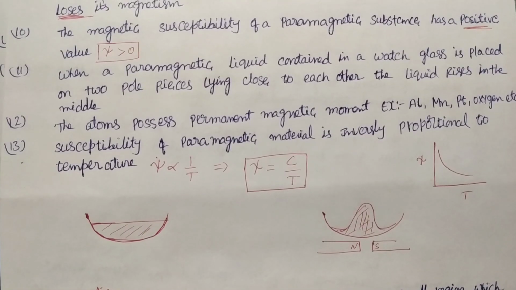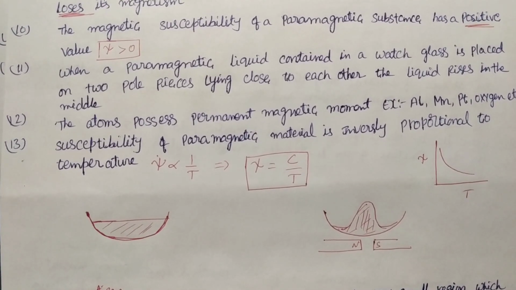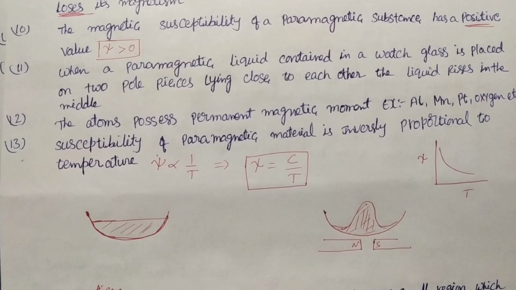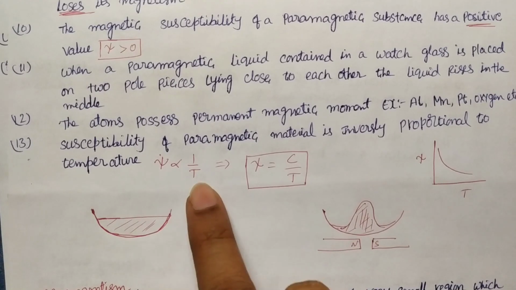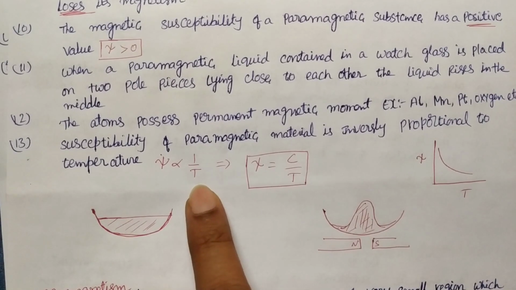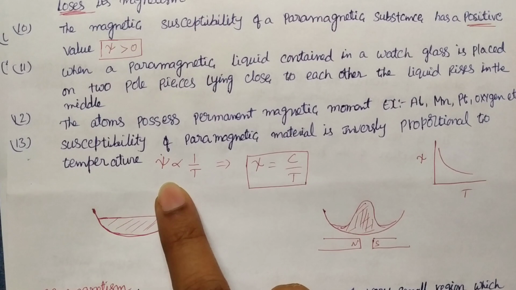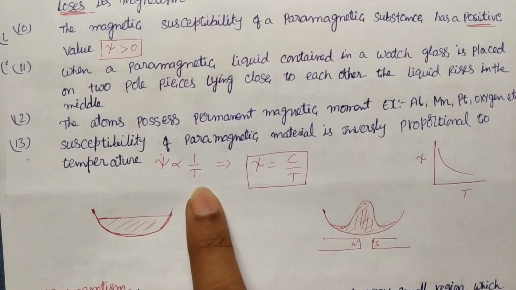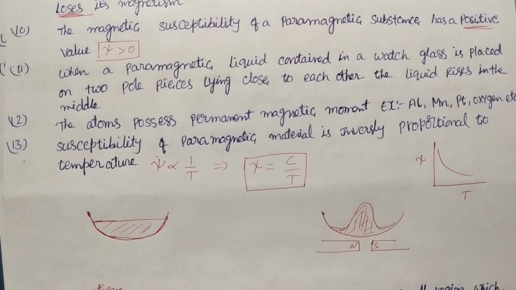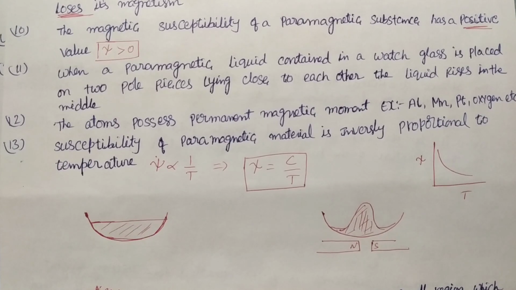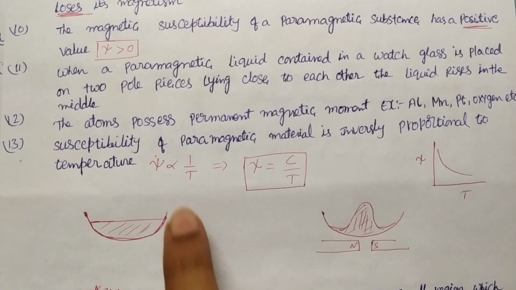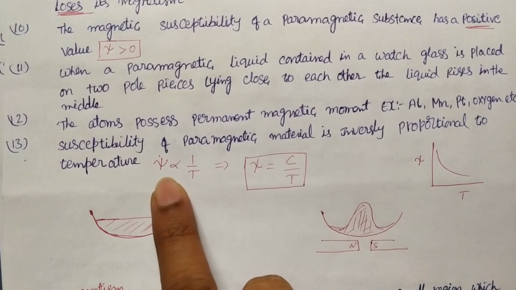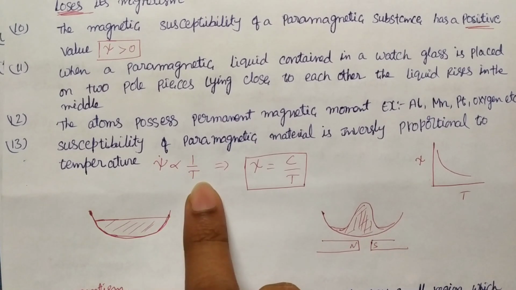And how does paramagnetic material depend upon temperature? We already discussed that the nature of diamagnetic material does not depend upon temperature. But here, the paramagnetic material's susceptibility is inversely proportional to temperature. Because of temperature, the alignment of atomic magnets is disturbed, so they lose their magnetic nature.